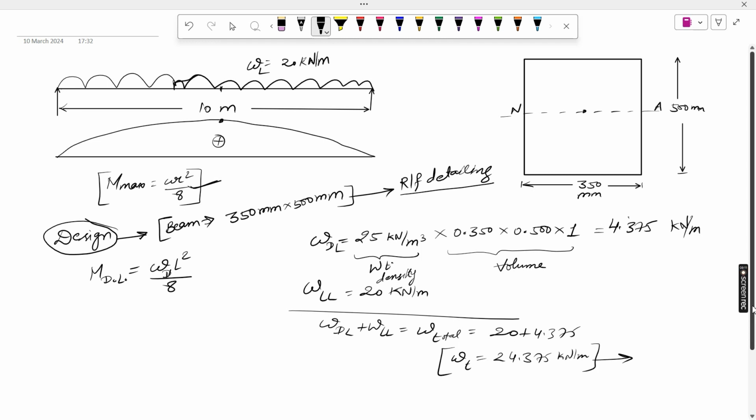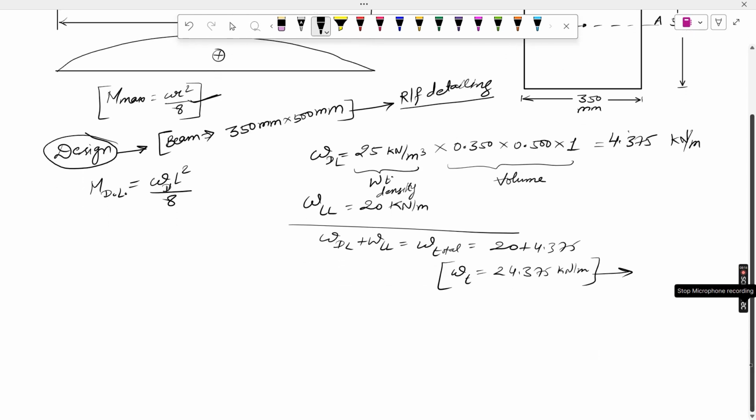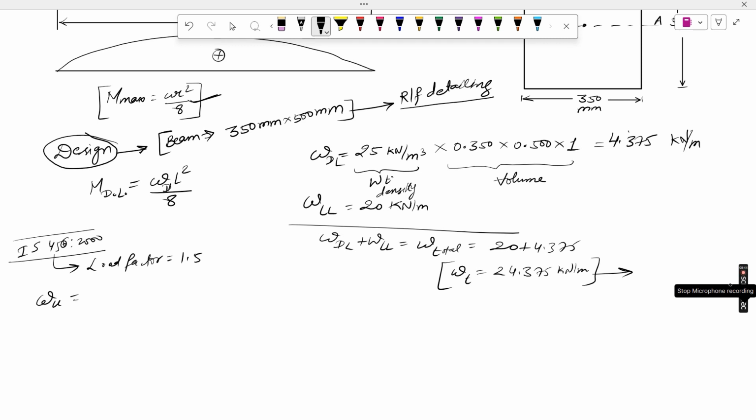Now we have to factor it also, because as per our code IS 456:2000, the limit state method is saying that we have to multiply the load with the load factor. What is the load factor? We know the load factor is 1.5. So you have to just multiply it with the W. So that will become the factored load. The factored load should be written with a subscript U.